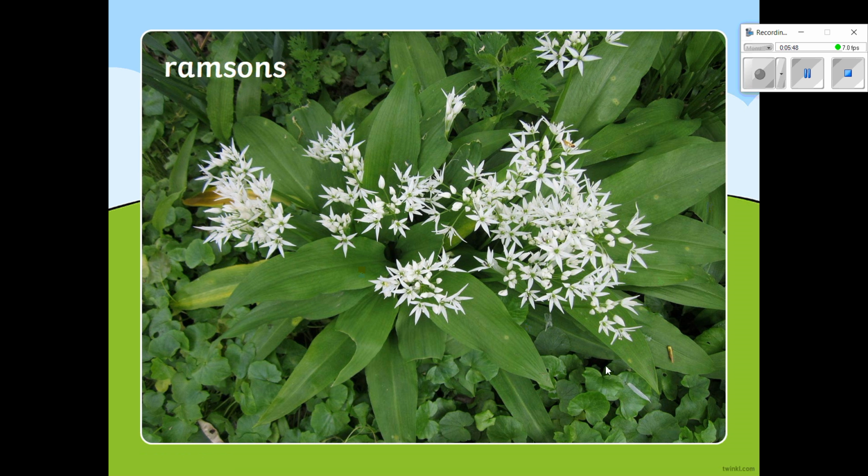Fantastic, well done. You could say that these flowers are green and white. And if you look carefully at one of the petals, it looks a little bit like a star, doesn't it? It's got kind of arms and legs that shoot out like a star.